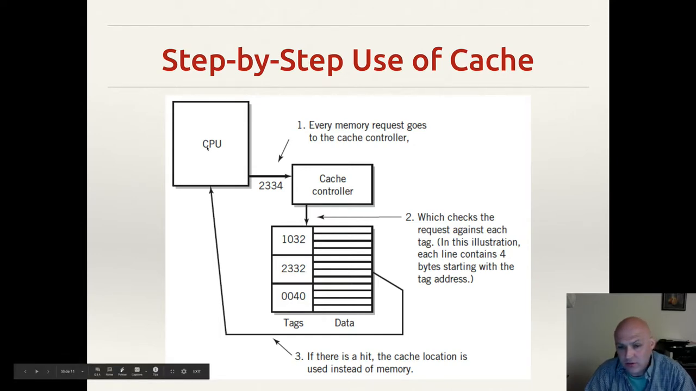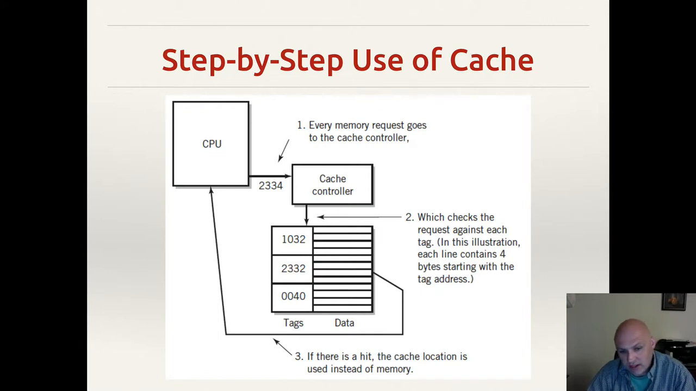So far as the CPU knows, it asked memory for that address and it got it back. In reality, the cache controller said, oh, I got that, short-circuited it, and sent it back directly from its own memory, which is much faster.